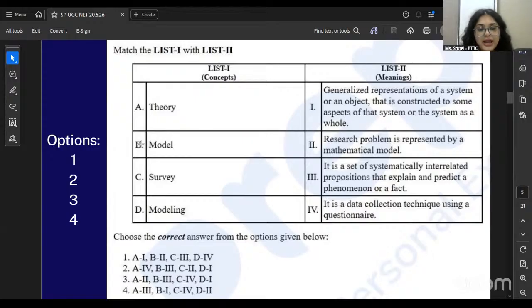So what I did was solve the easiest ones first, the ones that are most obvious. For example, the obvious ones that I solved first. When I read the word A, theory, definition 3 here on the right hand side says it is a set of systematically interrelated propositions that explain and predict a phenomenon or fact. Now this is a very obvious definition. I mean, theory means exactly this. So obviously in my head I was like, A is 100% option number 3.